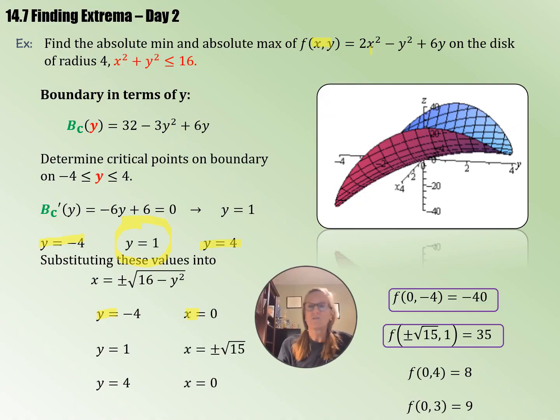And there it is. Do you see it? It's kind of like that Pringles potato chip kind of look, right? Here's my minimum at -40. Do you see that? And then I have 2 places where I have a height of 35. Cool. All right. So that is how we find our absolutes if we're given a closed and bounded surface, right?